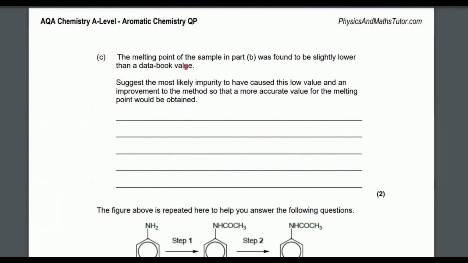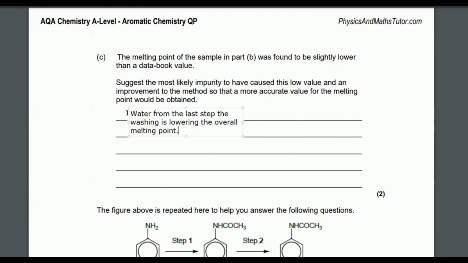Okay, part C. The melting point of the sample in part B was found to be slightly lower than the data book value. So the melting point, we're not quite fully accurate on that, suggests the most likely impurity to have caused this low value and an improvement to the method so that a more accurate value for the melting point would be obtained.